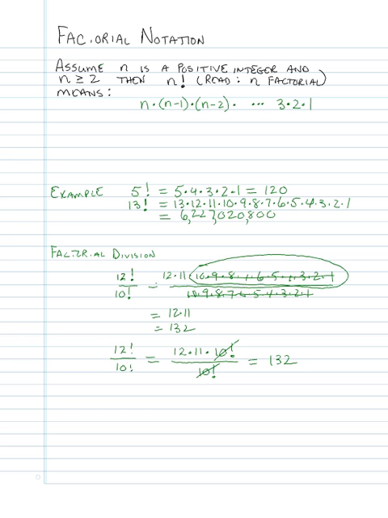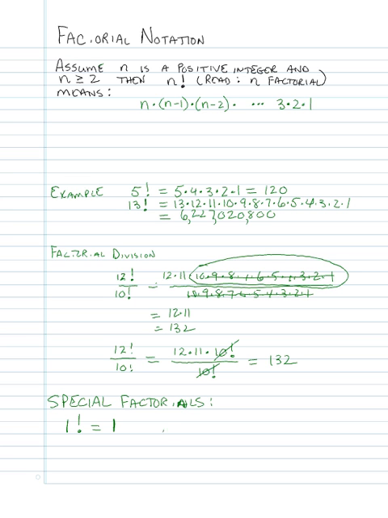Now, there are two special factorials that I need to get in here. Remember up above, we said we were assuming that n was 2 or bigger. Well, n could also be 0, and n could also be 1. So the two special ones, 1 factorial, well, that makes a little bit of sense. We say 1 and multiply it with the next lower positive integer, but there isn't one. So 1 factorial is simply 1.